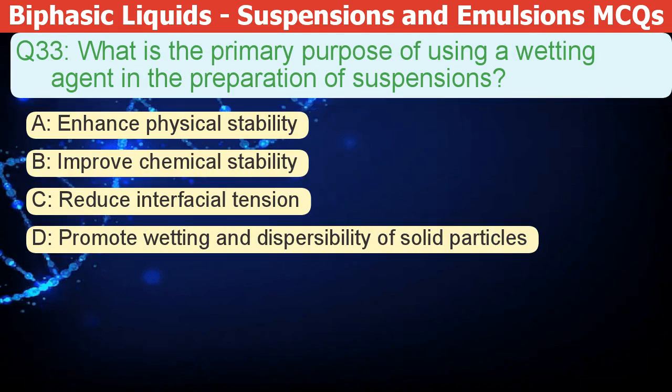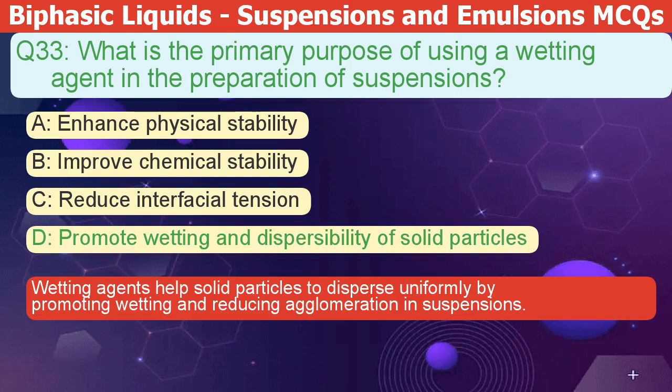What is the primary purpose of using a wetting agent in the preparation of suspensions? A. Enhance physical stability. B. Improve chemical stability. C. Reduce interfacial tension. D. Promote wetting and dispersibility of solid particles. The correct answer is D. Wetting agents help solid particles to disperse uniformly by promoting wetting and reducing agglomeration in suspensions.